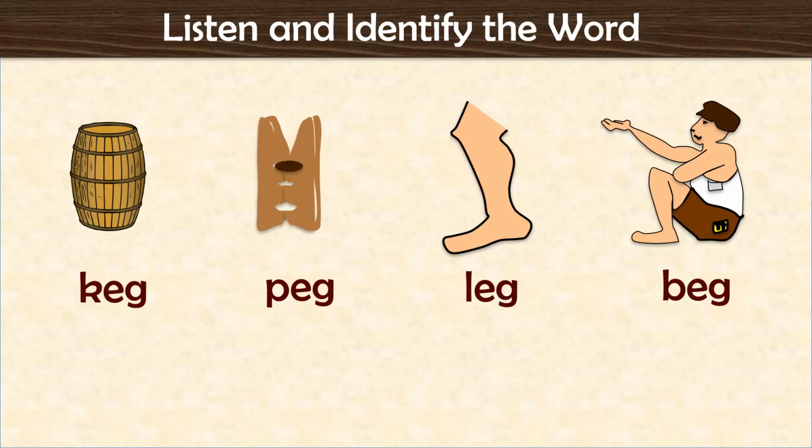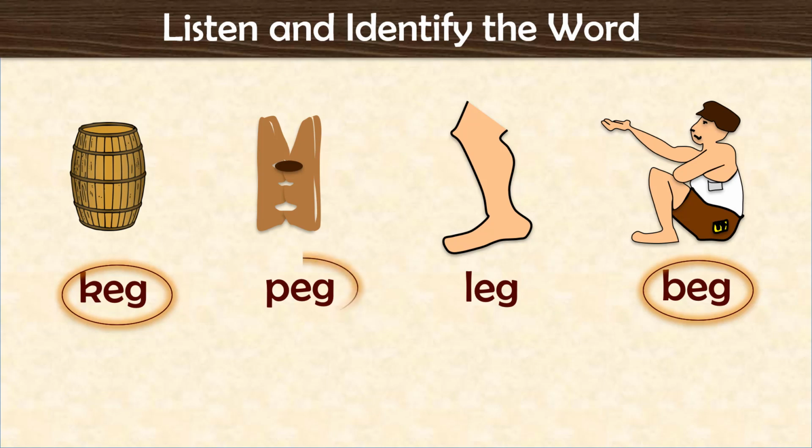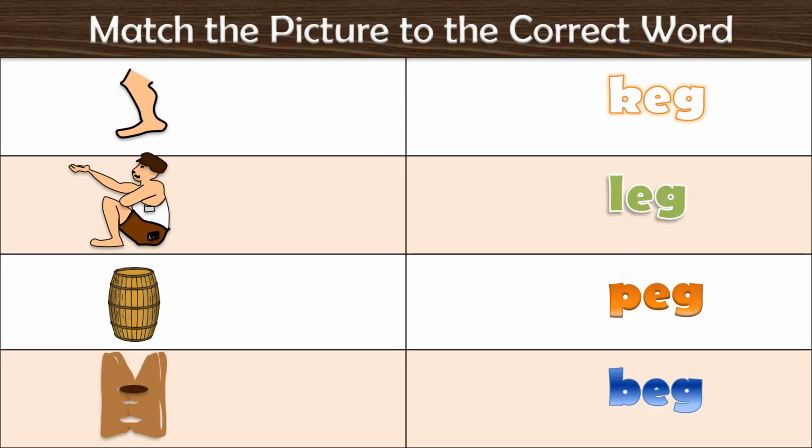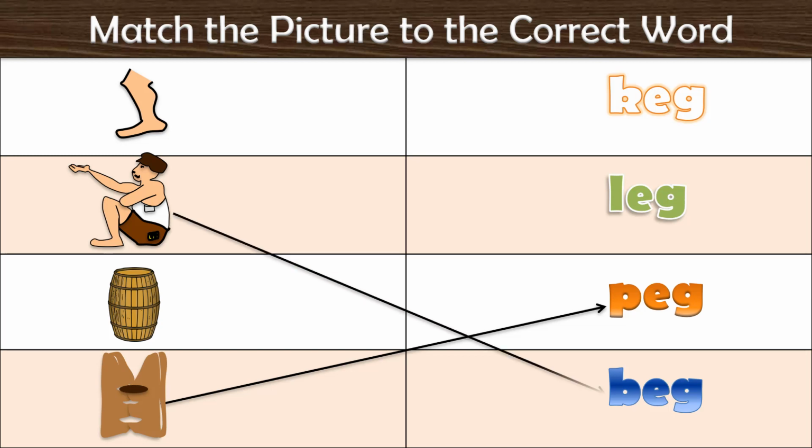Listen and identify the word. Keg. Beg. Peg. Leg. Match the picture to the correct word. Peg. Beg. Keg. Leg.